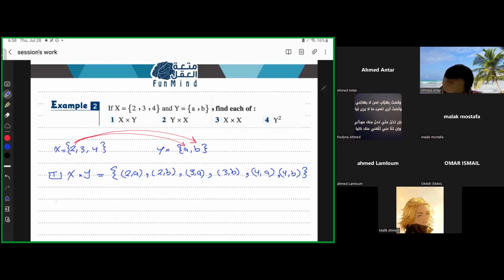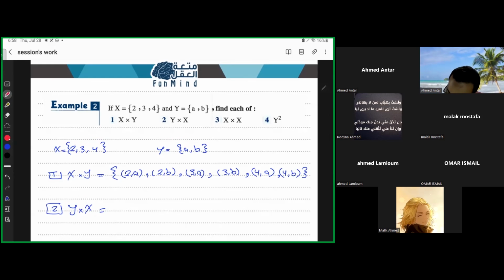So can you tell me, will y Cartesian x equal the same answer as the first one? No. x Cartesian y doesn't equal the Cartesian product of y and x. So Omar Ismail, can you answer? Tell me what is the Cartesian product of y and x.